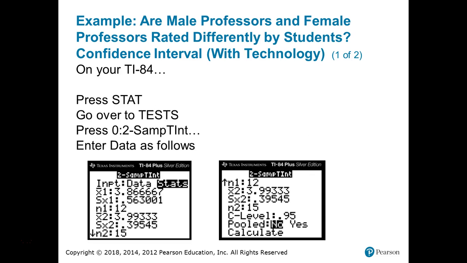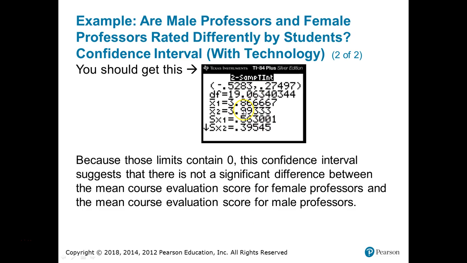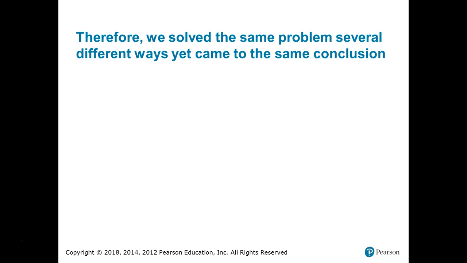Finally, I'll show you how to do the confidence interval with technology. So press Stat, go over to Tests, press 0, or go down to 0 for a 2-sample t interval. Enter the data as follows over here. Hit calculate, and then you should get this value. Again, it gives you the same value as by hand, and again, since the limits contain 0, there is not a significant difference between the mean course evaluation scores. It could fall either way. So therefore, we solved the same problem several different ways, yet came to the same conclusion.